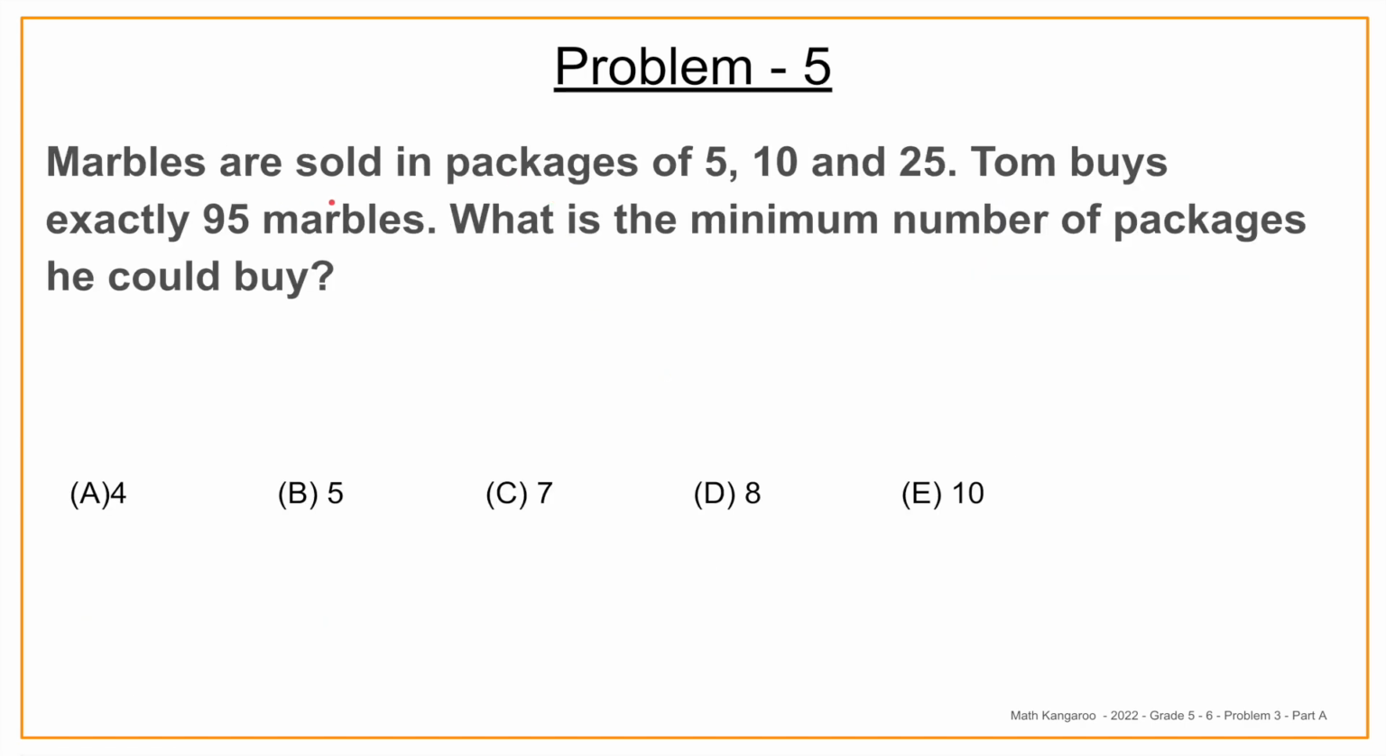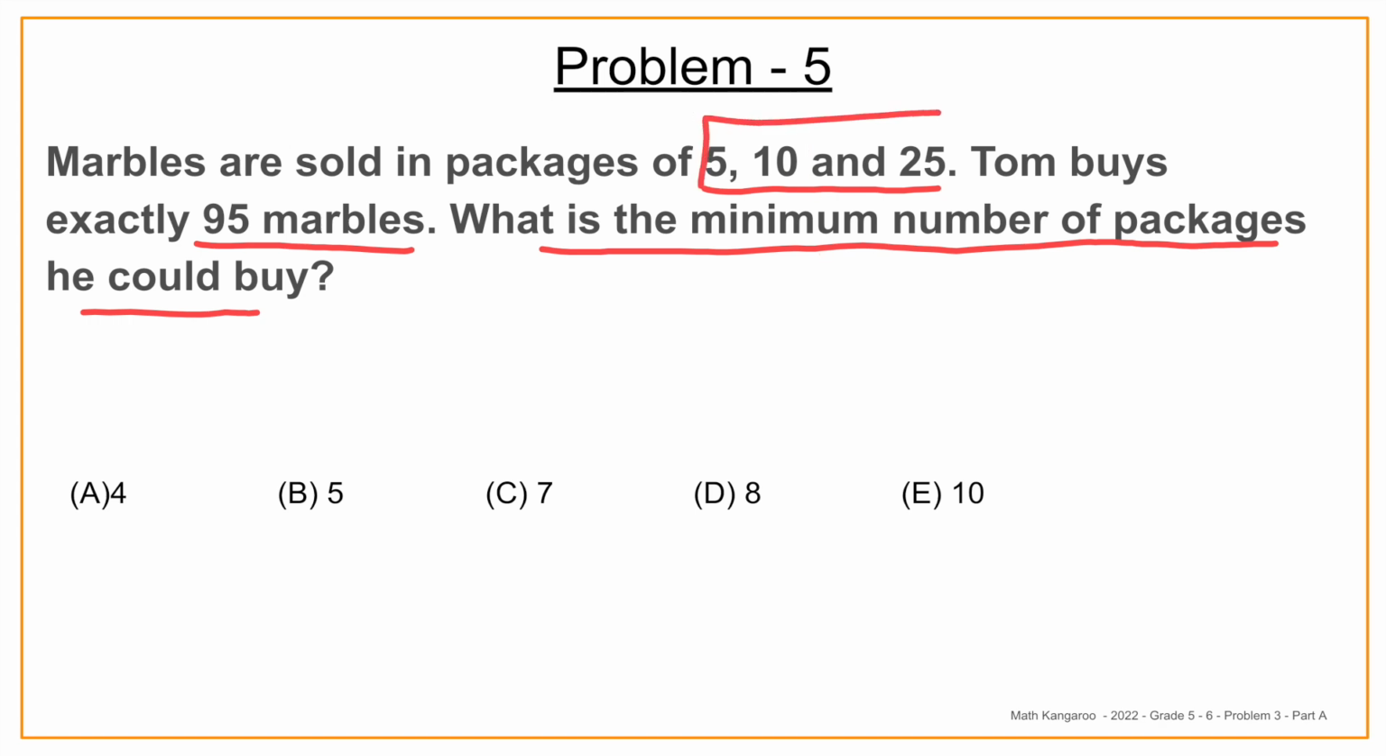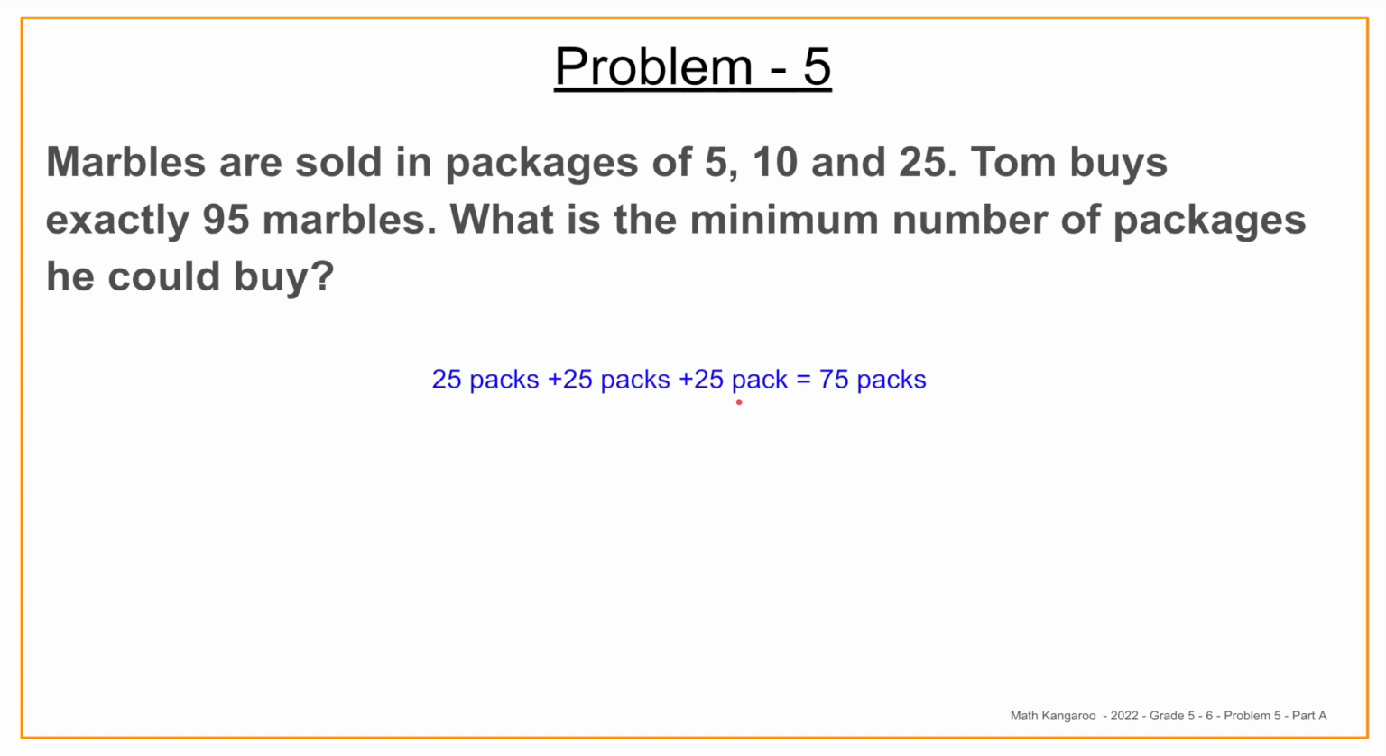Problem 5. Marbles are sold in packages of 5, 10, and 25. Tom buys exactly 95 marbles. What is the minimum number of packages he could buy? These are our options. So we have to find the minimum number of packages he could buy using these numbers 5, 10, and 25. So let us consider the biggest pack. We have 25. So 25 plus 25 gives us 50. 50 plus 25 gives us 75. And we cannot go beyond because it will pass 95. So we'll use 3 packs of 25.